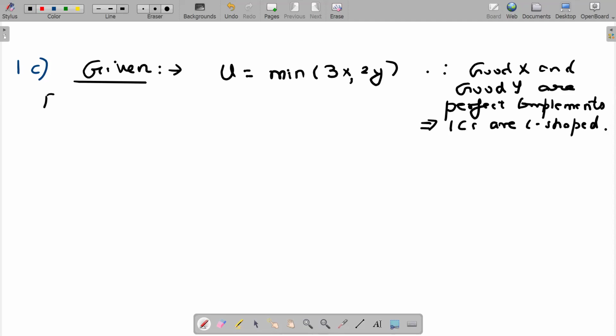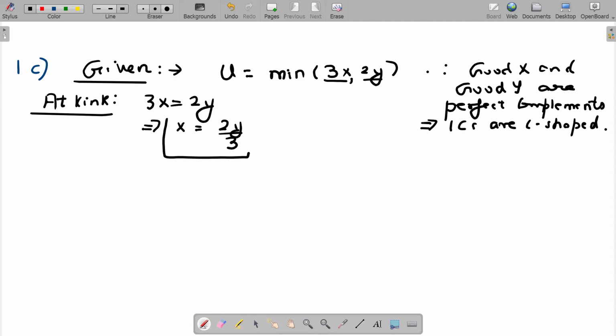Where will the kink occur? In case of perfect complements, at the kink, I can write 3x and 2y are exactly equal. So I can say that x is equal to 2y by 3 at the kink. This is my kink condition. And this is the equation of the price offer curve.